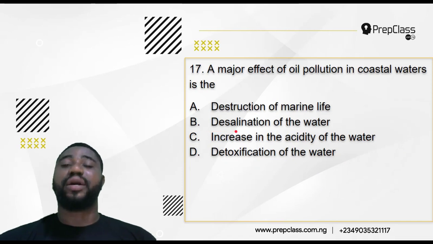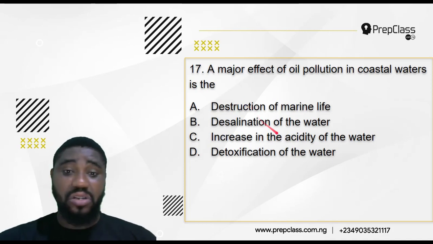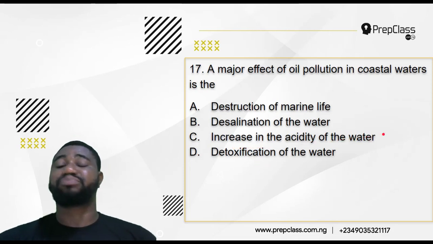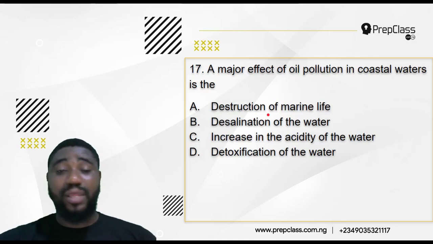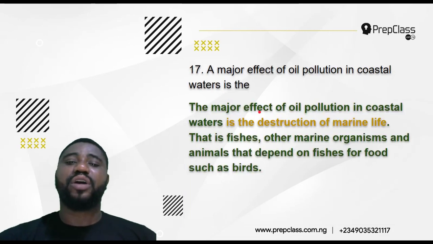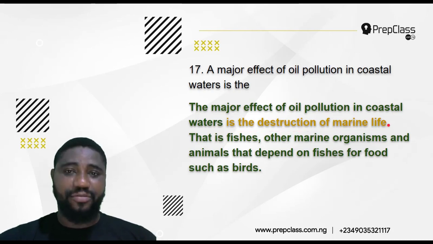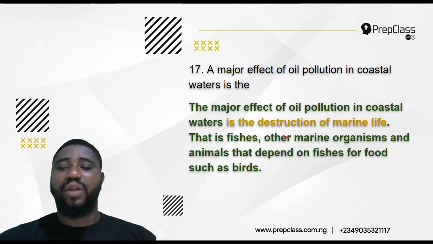If crude oil spills on the ocean, what do you think will happen? Many fishes will die. That's the major effect: destruction of marine life. All these other ones are stories. Increase in acidity, all those ones are stories. The major negative effect why we are clamoring on water pollution is destruction of living organisms. That is fishes, other marine animal organisms, and animals that depend on fishes for food, such as birds. So that's the answer.